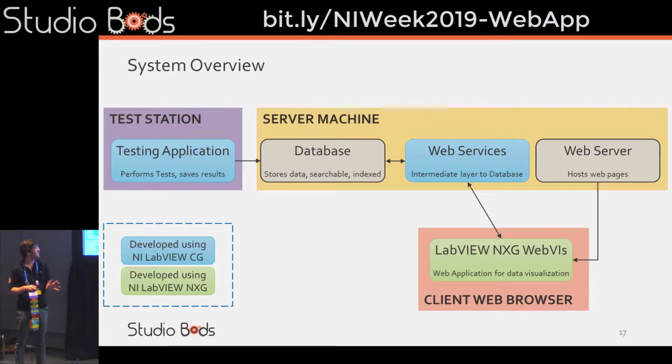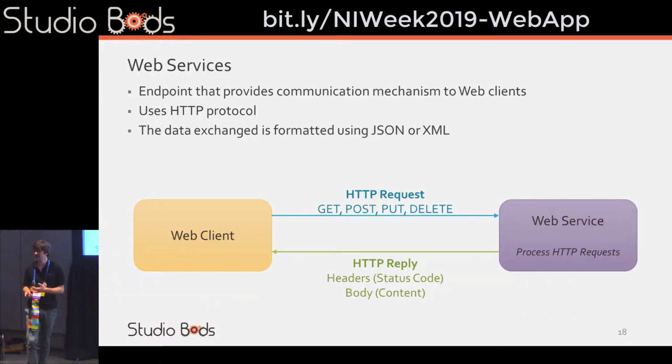Now let's look at the web services. What's a web service? It's an endpoint that provides a communication mechanism to web clients. The web client makes a request, the web service processes the request and sends back the reply. It uses the HTTP protocol, and usually we exchange the data using JSON or XML. The main types of requests you have with HTTP are GET, POST, PUT, and DELETE. There are others, but those are the main ones, and those are the ones used in this example.